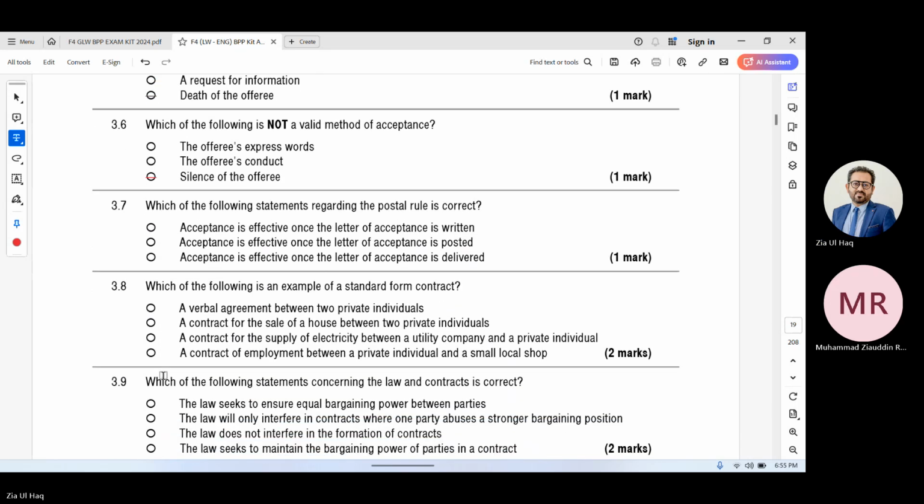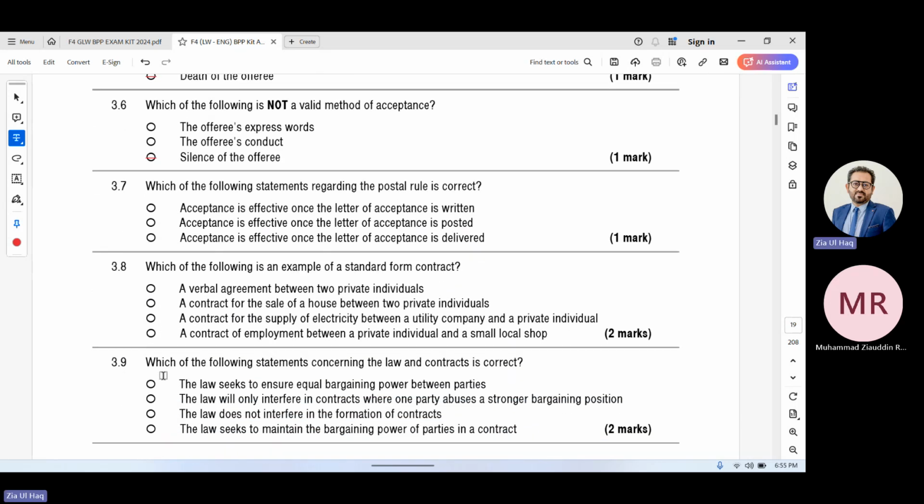3.7. Which of the following statements regarding the postal rule is correct? Acceptance is effective once the letter of acceptance is written? No. Once it is posted rather than received. Acceptance is effective once the letter of acceptance is delivered? No, it is effective once posted. In this situation the postal rule applies. In other conditions, the postal rule will not apply.